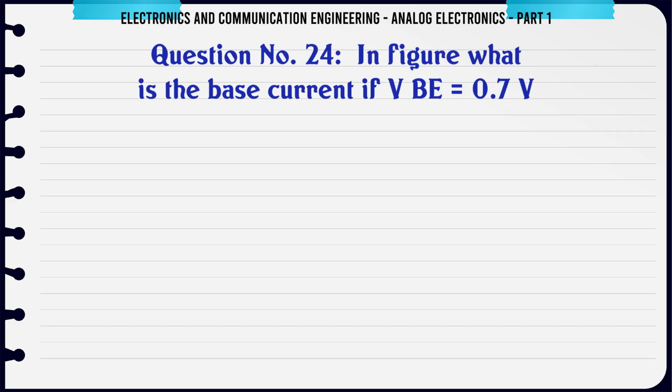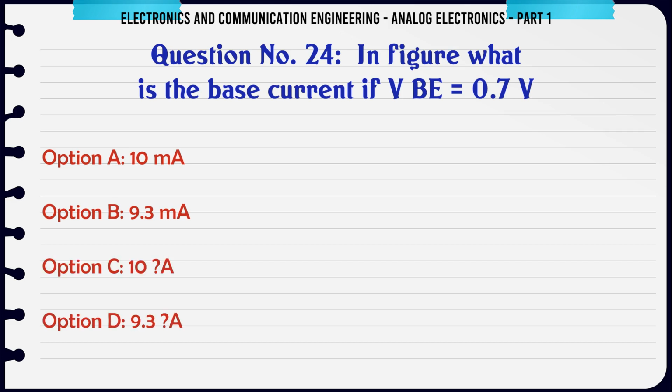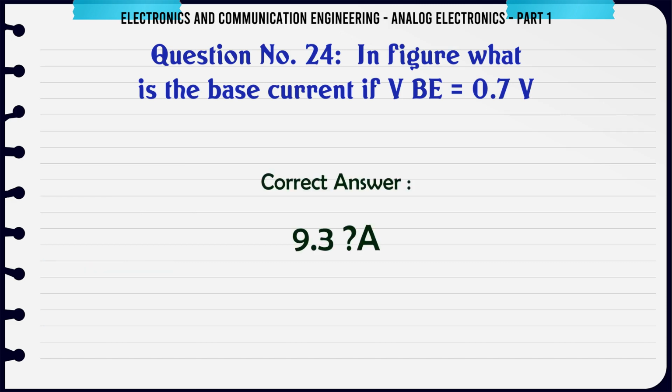In the figure, what is the base current if VB is 0.7 V? A. 10 mA, B. 9.3 mA, C. 10 µA, D. 9.3 µA. The correct answer is 9.3 µA.